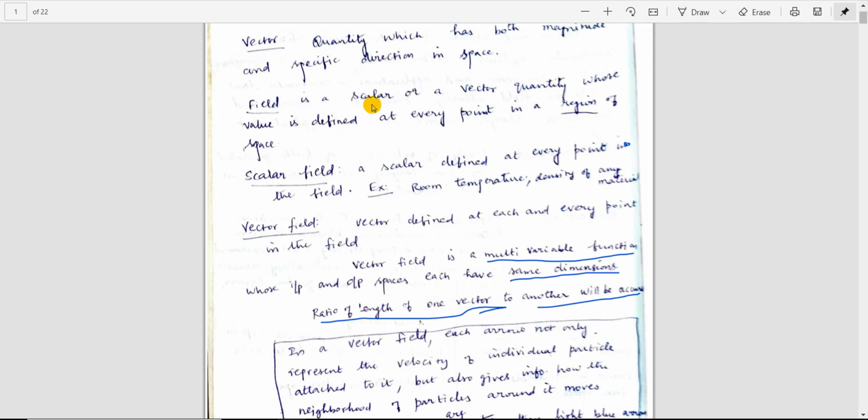If you are defining a scalar at every point of that particular region of space, then it is going to be a scalar field. If you are having a region of space where you define a vector at each and every point, then it is going to be called a vector field. For an example of a scalar field: room temperature and density of any material.